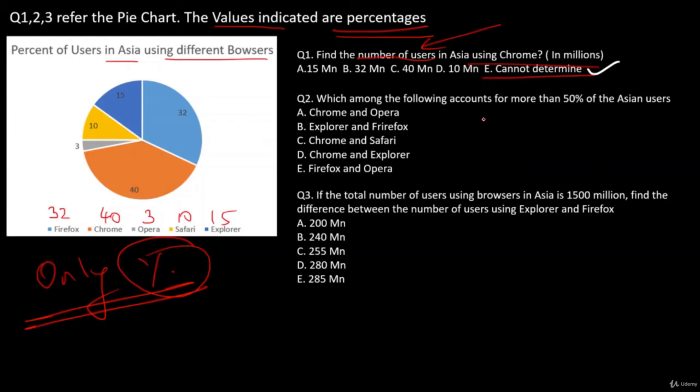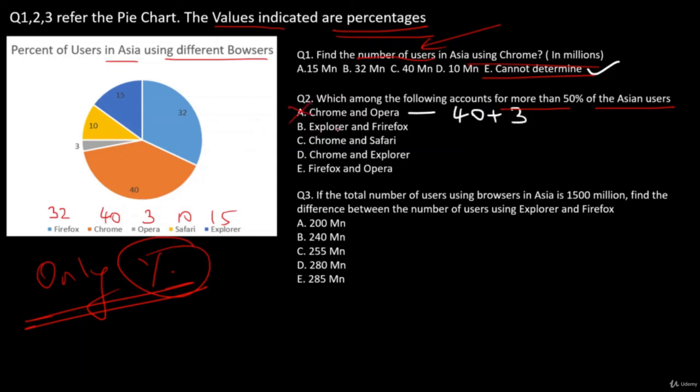Which among the following accounts for more than 50% of the Asian users? All right, let's go option by option. Option A has Chrome and Opera. So Chrome is 40 and Opera is 3. So 40 plus 3, that gives you only 43%. So that's not the correct answer.